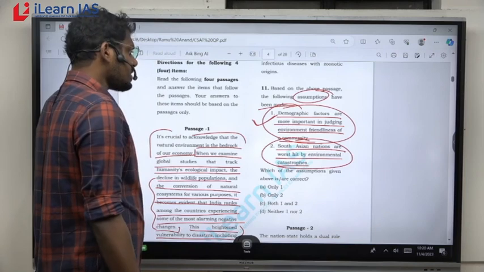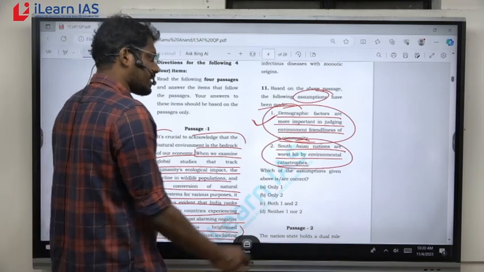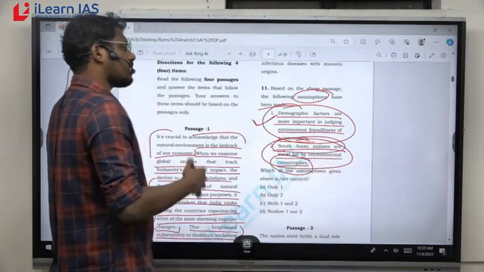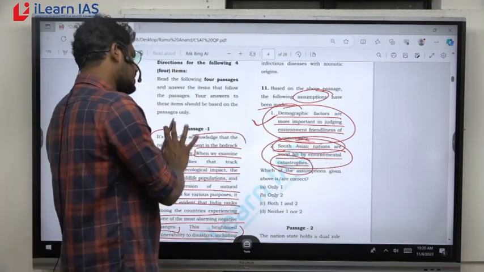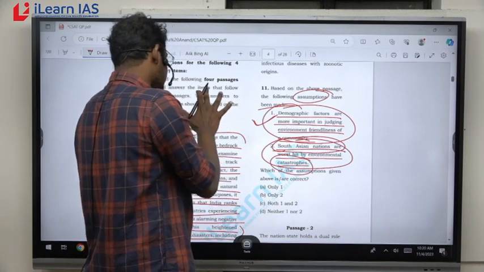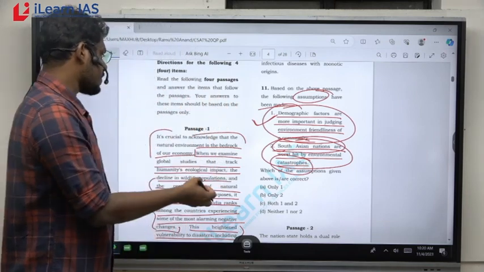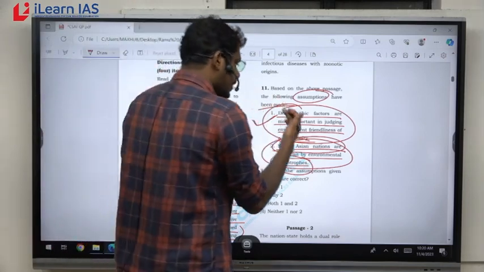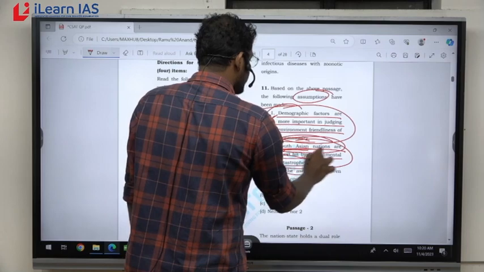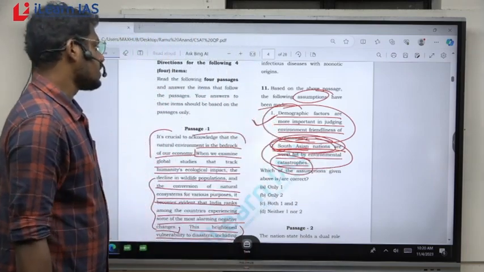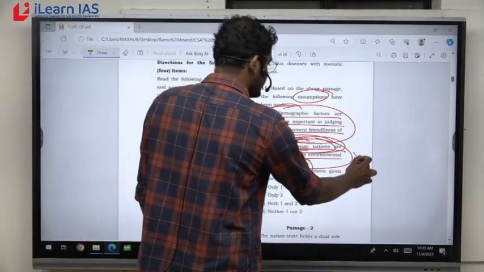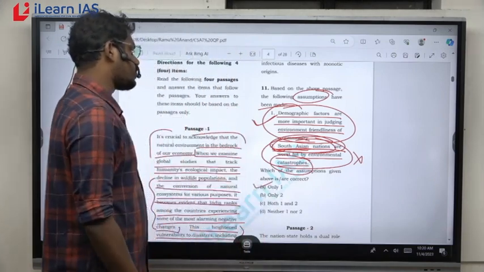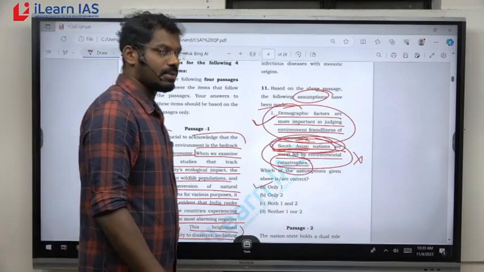So the first statement can be taken as an assumption, but the second statement is incorrect, because South Asian nations are worst hit by environmental catastrophe. See, the passage doesn't specifically compare South Asian nations with the rest of the world. The passage actually deals with the relationship of environmental catastrophe in India. So the South Asian nations scenario is not explained here. So the second statement can be incorrect. So we are going with option A, one only. So the answer for question number 11 is option A.